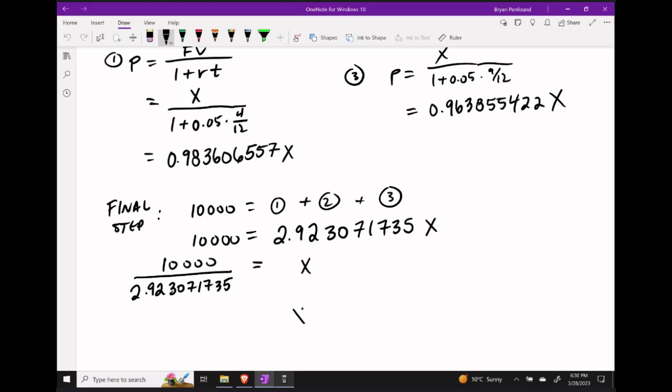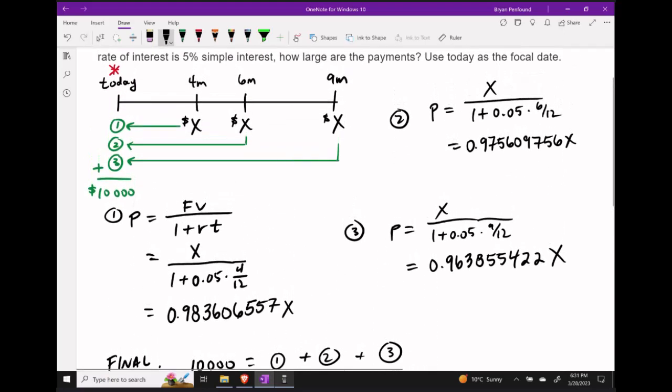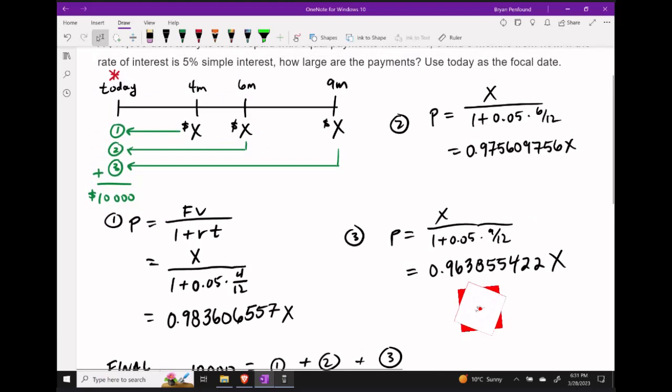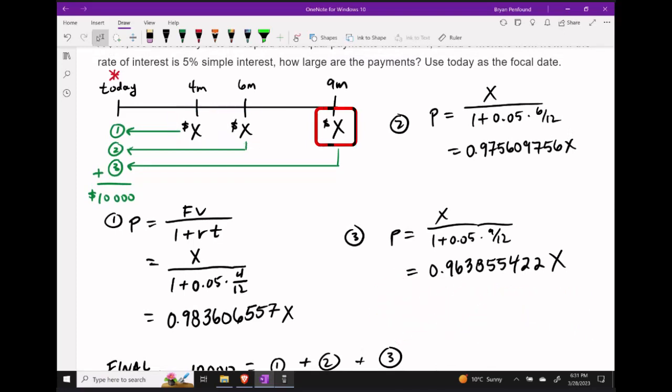Performing the indicated division gives us that X should be about $3,421.06. In other words, if we go back up to our time diagram, a payment of $10,000 today is equivalent to 3 payments that are of the same size, and that size is $3,421.06. One of those payments happens 4 months from today, one in 6 months, and one in 9 months.